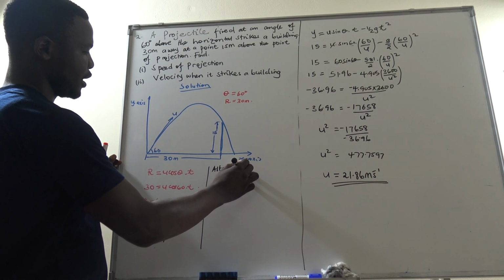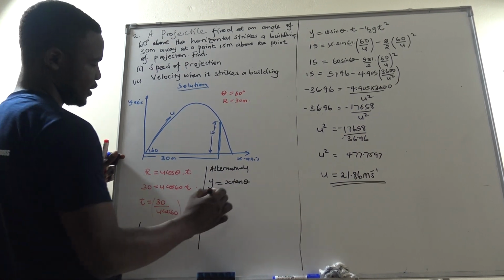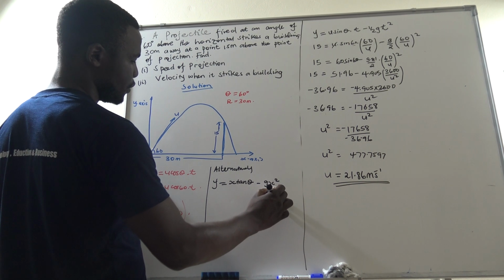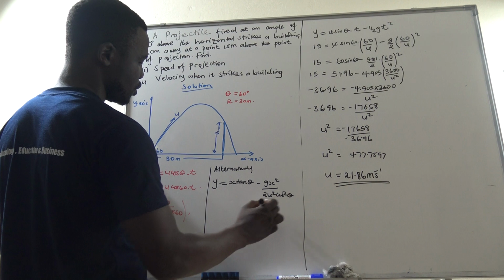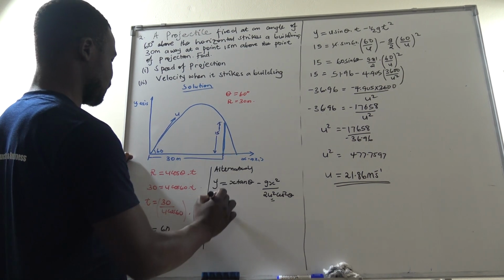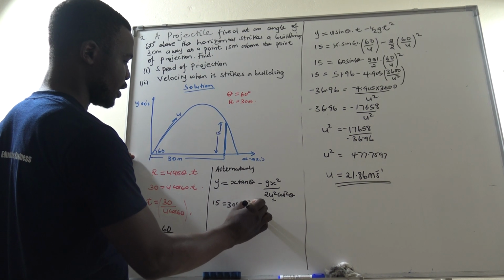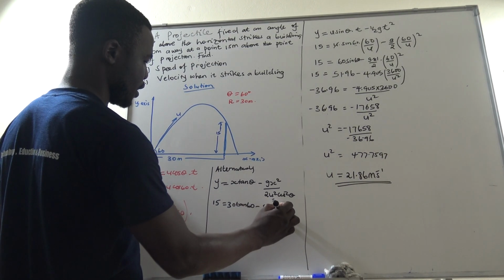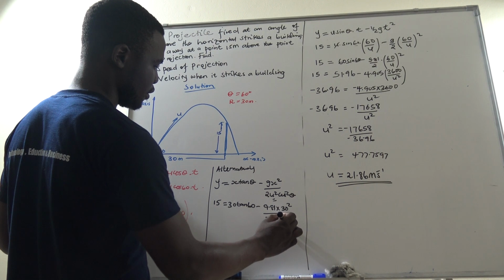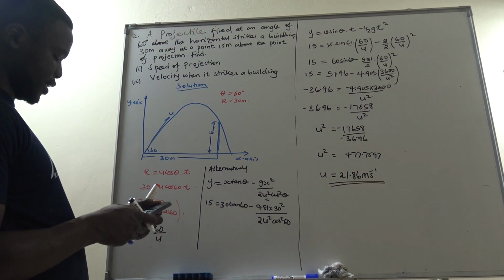And the alternative here, we can use the equation of a trajectory, which we said that it is y = x tan theta minus gx squared out of 2u squared cos squared theta. Now, what is not known in this expression? It is only u. Let us substitute the vertical displacement. This is 15, and the horizontal one is 30. Tan 60 minus 9.81 times 30 squared divided by 2 u squared cos 60 squared. Now let's try simplifying that again.